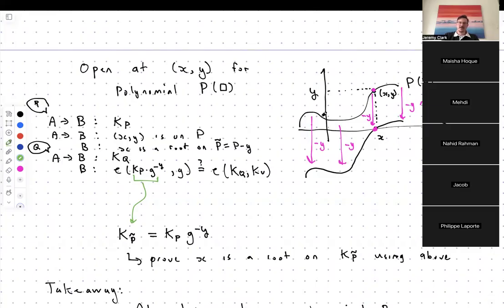What I do is I simply take the polynomial and I slide it down by y, the y value that I'm claiming is on my polynomial. If (x, y) is on this polynomial, then when I slide it down by y, (x, 0) will also be on the polynomial that's been slid down. Sliding a polynomial down is easy. I just do subtraction.